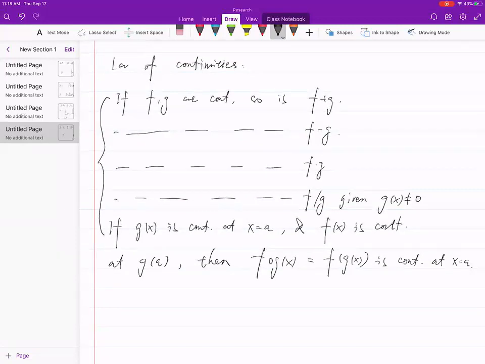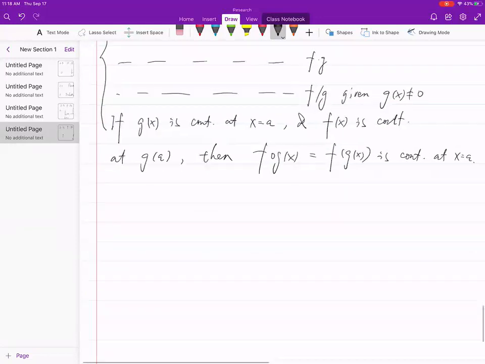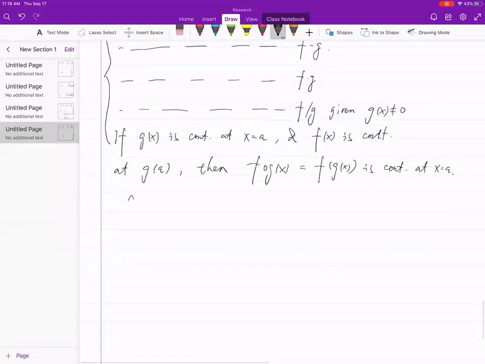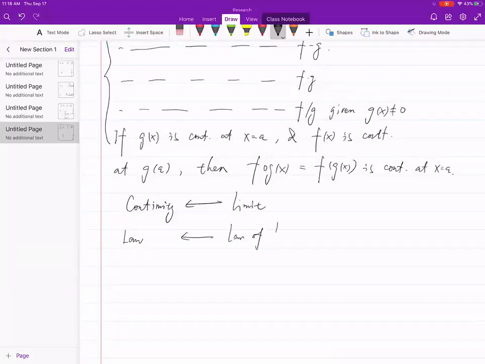It's a lot. Good news is continuity is defined by limit. Therefore, the law of continuity is defined by the law of limit. So you don't have to memorize a thing as long as you already know the rules for limit. Sounds good?